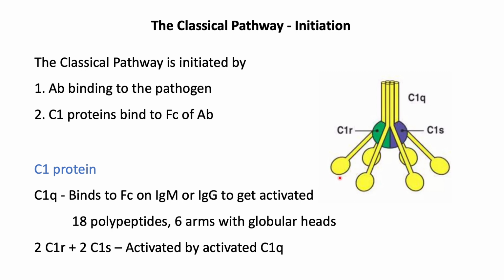C1q has 18 polypeptides, which consist of 6 arms with globular heads, as shown in this figure. There are also two C1r and two C1s proteins, which are activated when bound by the activated C1q protein.